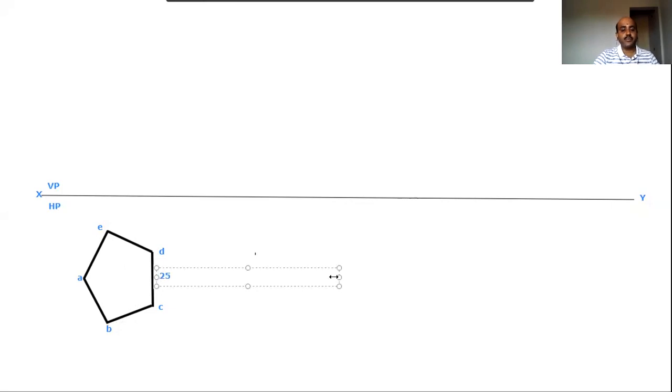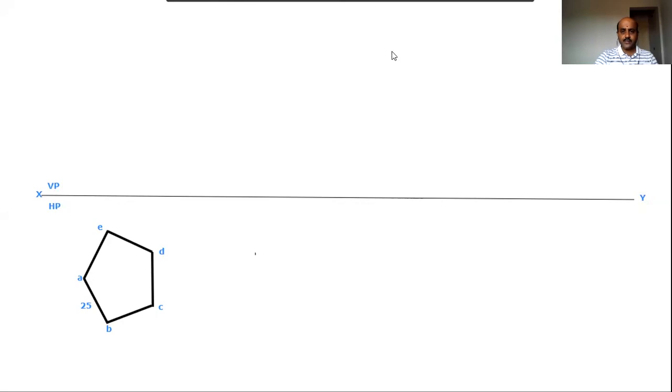Dimensioning has to be shown. It is mandatory for you to show the dimension. So a 25 millimeter side pentagon, we need to construct it. So this is the top view of a pentagonal lamina resting on HP with one of its corners touching the HP. So this is the basic initial position of the pentagonal lamina.